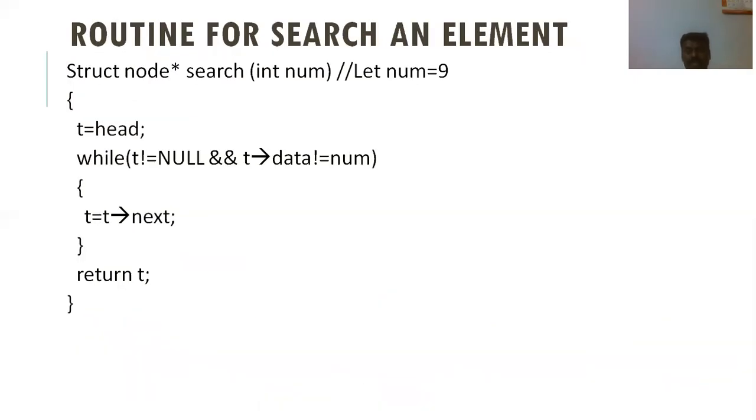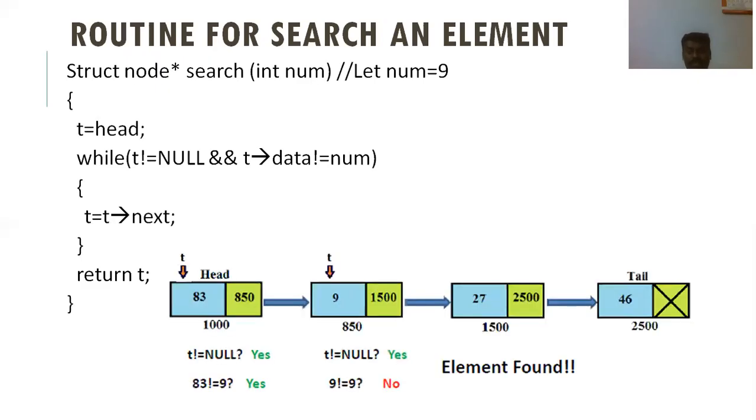Okay. Routine for search element. struct node search, T equal to head, while T not equal to null, no problem. Just check one by one. If T is not equal to null, just move to the next position, one by one, until the end position. Here I want to search for an element. Which element do I want to search? Search one by one whether the element is found or not.